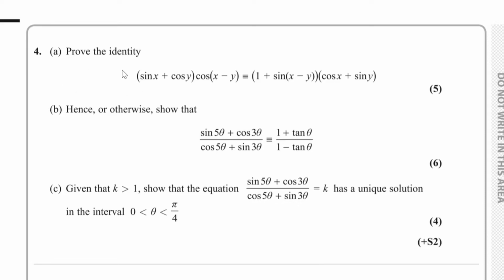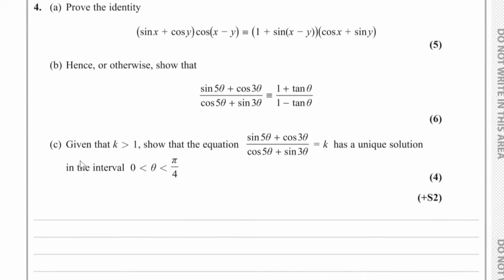Question number 4. For part A, we have to prove the identity (sin x plus cos y) multiplied by cos of (x minus y) is equivalent to (1 plus sine of (x minus y)) multiplied by (cos x plus sine y). Now, what we will do is we will begin on the left hand side and try to get to the right hand side. So for part A, on the left hand side, we have (sin x plus cos y) multiplied by cos of (x minus y).